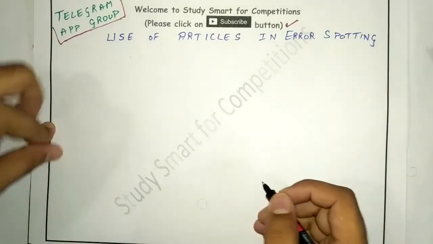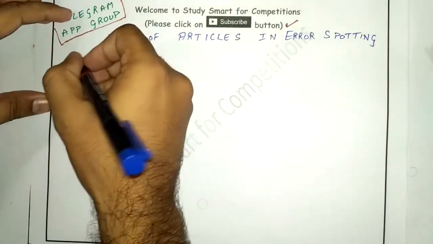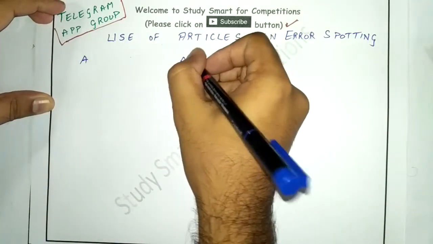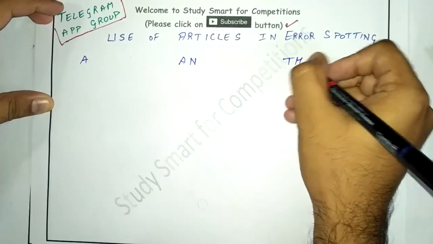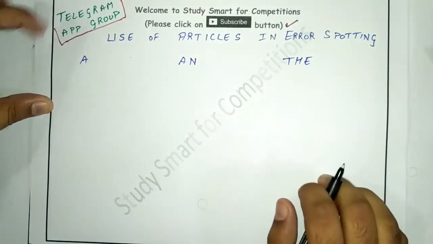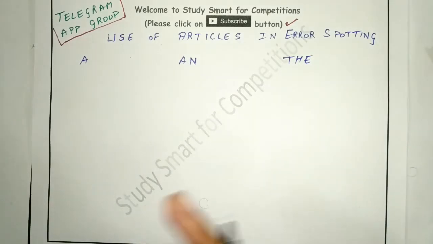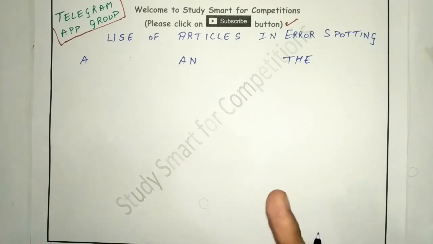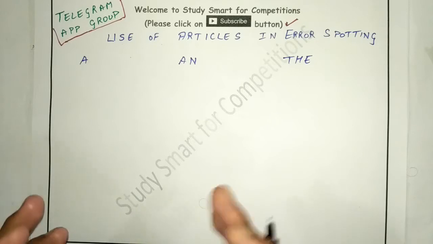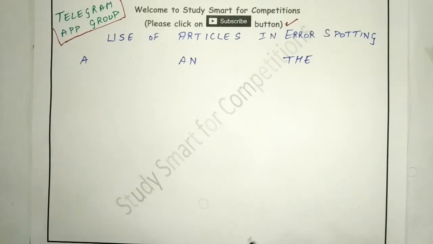Use of articles. So we know there are three articles: a, an, and the. This might seem to be a small topic, but actually it has a lot of significance in our day-to-day life as well as in error spotting. If you go through the mock tests, you will definitely find at least 3 or 4 out of 10 in each and every error spotting type of questions. All right, so let's proceed.